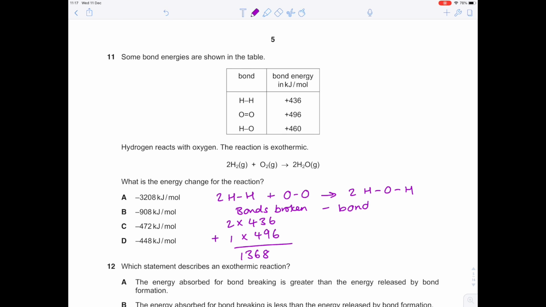And then we look at bonds made. So we have 4 lots of the OH bond, so 4 times 460. The reason I said 4 lots is there's 1, 2, and then times it by 2 due to that 2. Let's add that up to get 1840, and then I do 1368, take away that answer to get minus 472 kJ per mole. Muchos working for only 1 mark. The answer here is C.